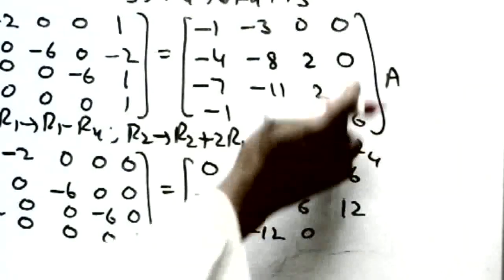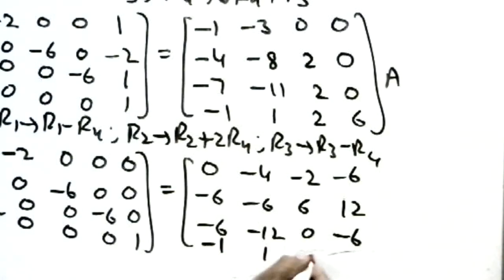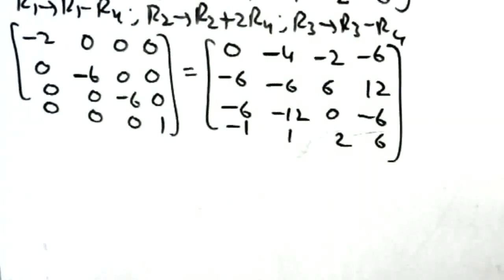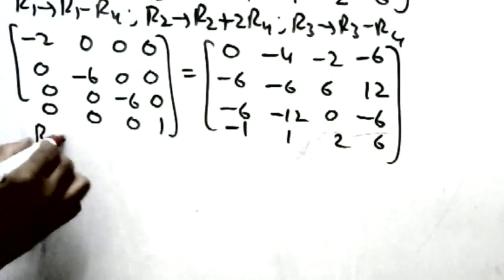Minus 11 minus 1 is minus 12. 2 minus 2 is 0. 0 minus 6 is minus 6. Lastly, what is left? Minus 1, 1, 2, 6. Now the last step. How to change the last step? Finally we have to change into the identity matrix. We got all 0. So we must get 1 here.